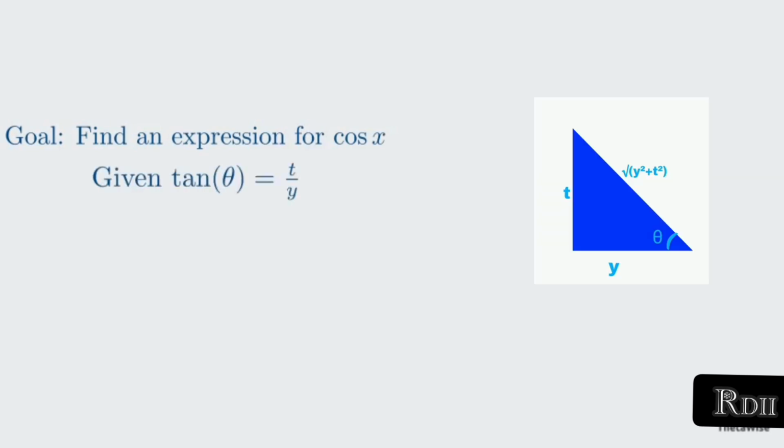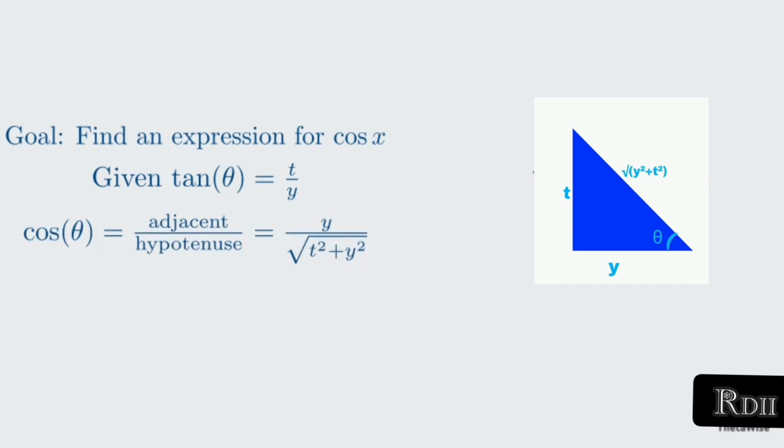Now let's connect these two pieces. Our goal is to find an expression for the cosine of x. We know that in a right-angled triangle, if we label the opposite side t and the adjacent side y, then the tangent of theta is t divided by y. From this, we can also write the cosine of theta. It's the adjacent side, y, divided by the hypotenuse, which is the square root of t squared plus y squared. So, cosine of theta is y over the square root of t squared plus y squared.